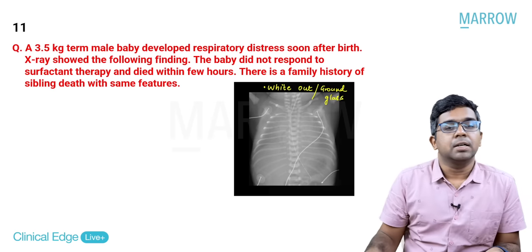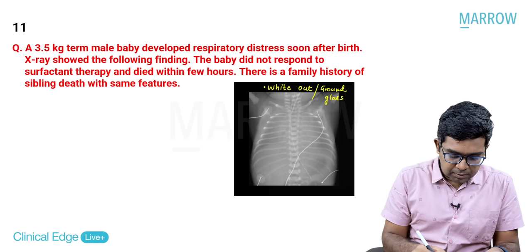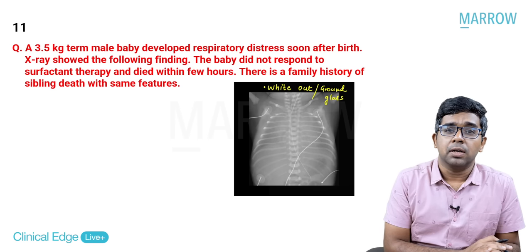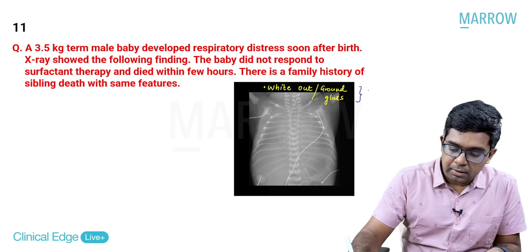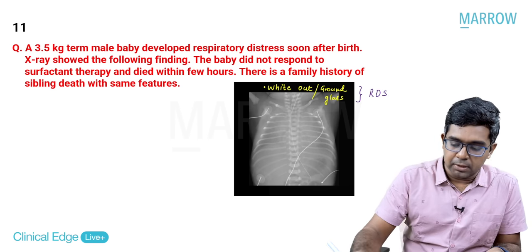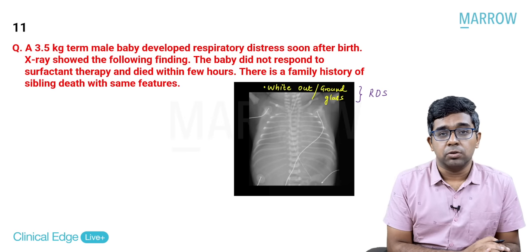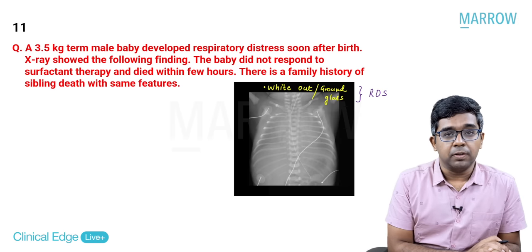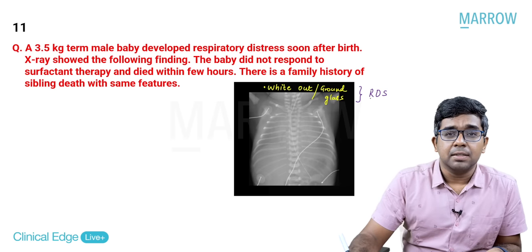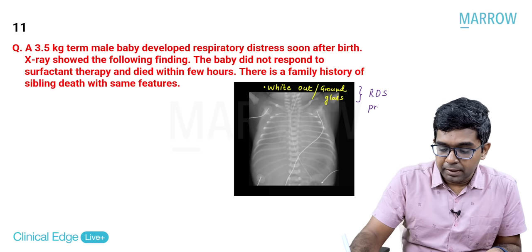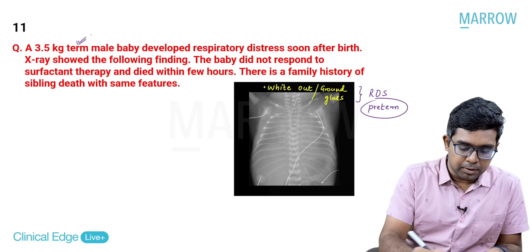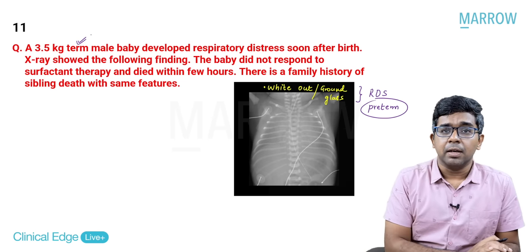What is the commonest condition which comes to your mind whenever I say respiratory distress in a newborn along with white out or ground glass appearance of the lung? It is nothing but RDS. It's respiratory distress syndrome, which is due to deficiency or immaturity of the surfactant. But RDS is usually noted in preterm babies, correct? Now in the question, it is written it's a term baby. So it is unlikely to be RDS.